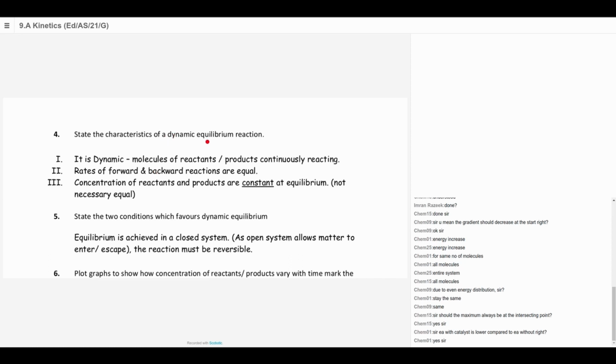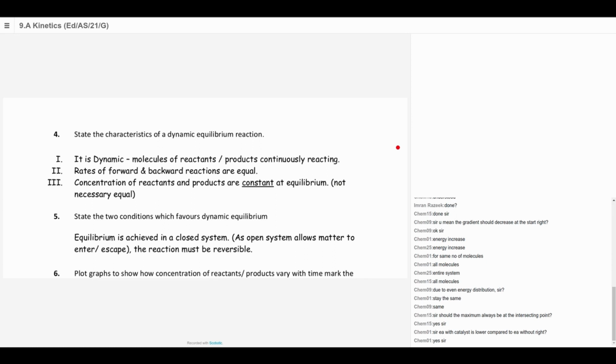So dynamic equilibrium, always it's dynamic, meaning continuous change is taking place while reactants and products are continuously reacting, and rates are equal, and the concentrations of the products and the reactants are constant. Concentrations don't change. It can be equal, it can be not equal, but the concentration amounts will be constant.